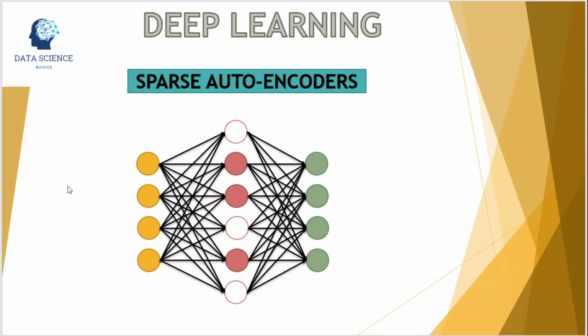So in a nutshell, we are training all the hidden nodes, but not at the same time. So this allows the network to extract features without overfitting by taking different combinations of neurons in the hidden layer. And that's the whole idea behind sparse autoencoders.